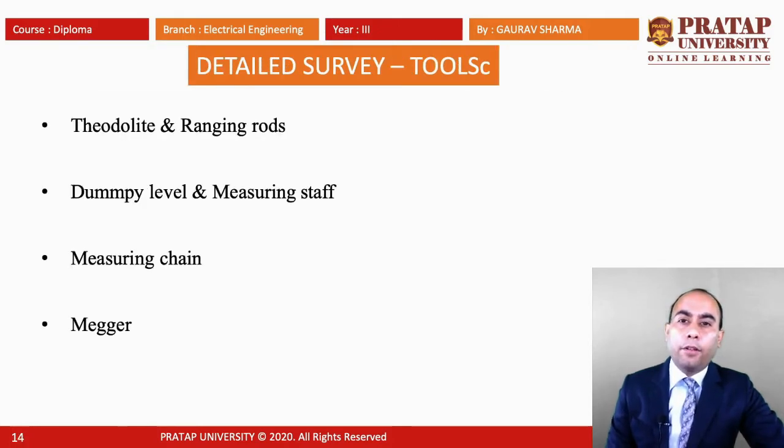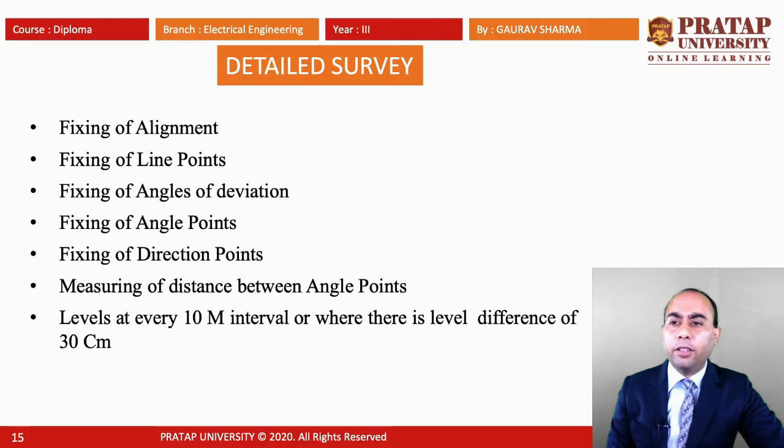Now for the detailed survey, the tools we require are a theodolite and ranging tools, dumpy level and measuring staffs, measuring chain and the megger. These are the tools by which we do our detailed survey.